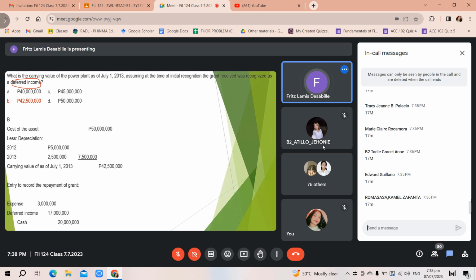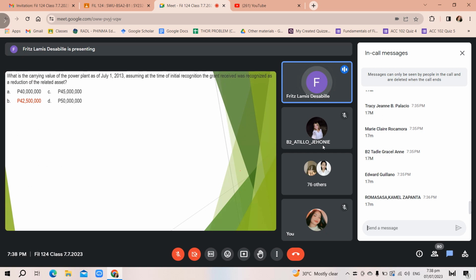If none, proceed ko sa PICAS. So ang PICAS kay assuming, lahi na po nga assumption, ang assumption nato kay option 2, which is recognize nato siya as reduction to the related asset. Okay, so let's have journal entries.